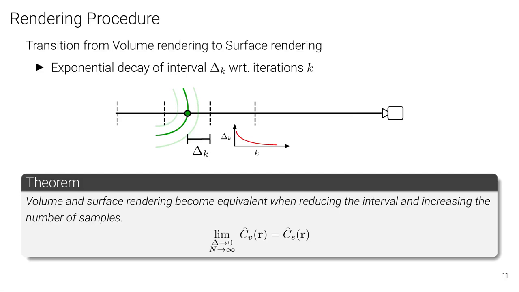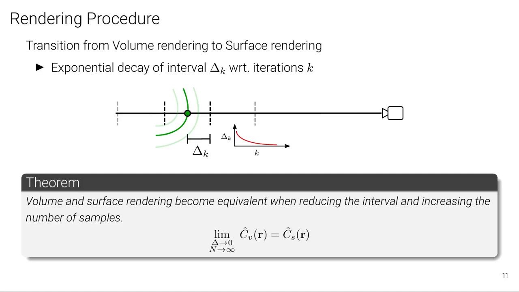A central aspect of the procedure is the interval delta. By decreasing delta during training, we move from volume rendering in the beginning to rendering only at the surface in the end of the optimization. Mathematically speaking, we found that the volume rendering equation becomes equivalent to surface rendering in the limit of vanishing interval and an infinite number of sampled points. We provide a proof of this claim in the supplementary of our paper. In practice, it turns out that an exponential decay of the interval leads to a good performance.